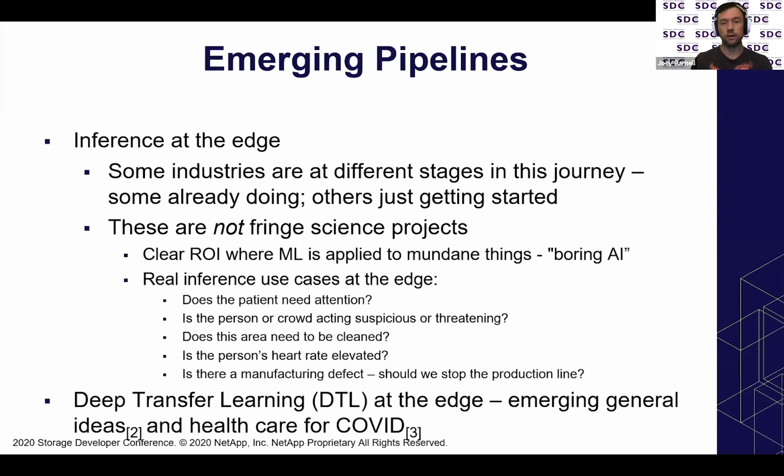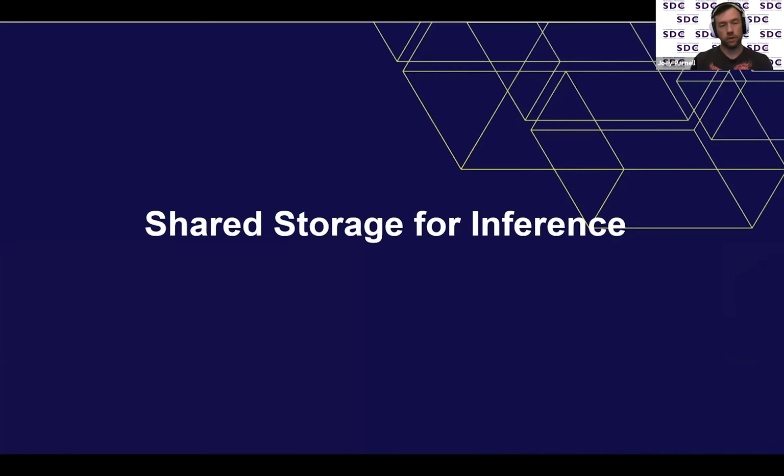There are also healthcare, COVID kinds of use cases for deep transfer learning: how can we mitigate a pandemic with deep transfer learning, and how do we do that with the proliferation of IoT devices at the edge? Those are some interesting references if you want to read them. Go ahead. What I'm going to share here is the idea of shared storage for inference, and how we can use that to accelerate these use cases and provide business value for your customers.